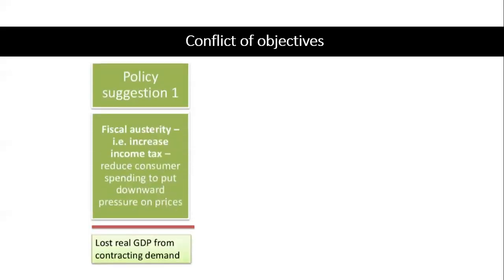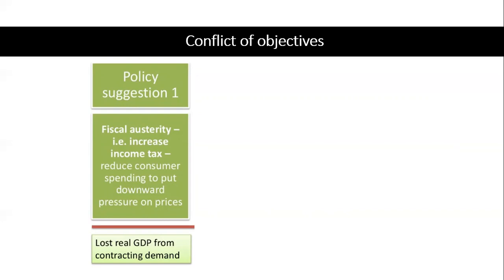A danger here is that we often have a conflict of objectives. So if I look at one suggested policy, fiscal austerity, I'm looking at increasing income tax and maybe reducing government spending. If I implement fiscal austerity and increase income tax, it will reduce consumer spending to put a downward pressure on prices. So if consumer spending decreases, that means that demand for goods and services has fallen because consumers have less disposable income. And if you think about your demand curve, that inward shift in demand will decrease demand, therefore bringing a reduction in the equilibrium price of a good.